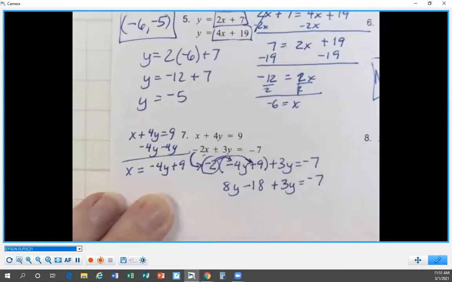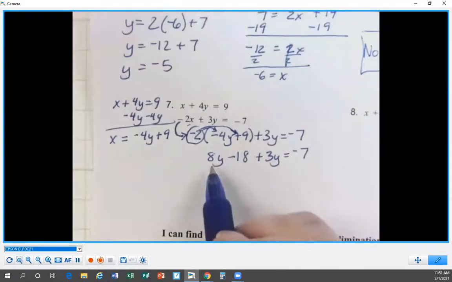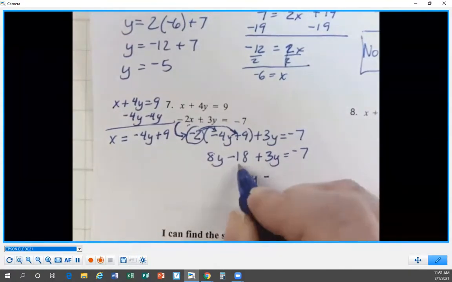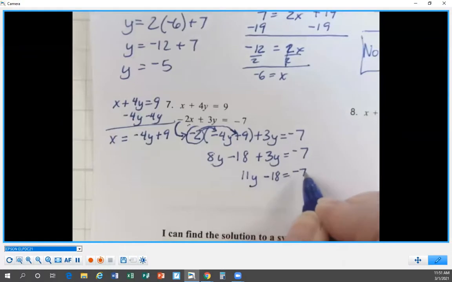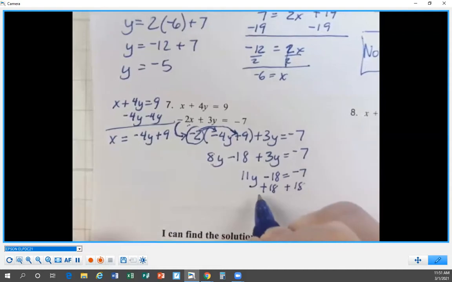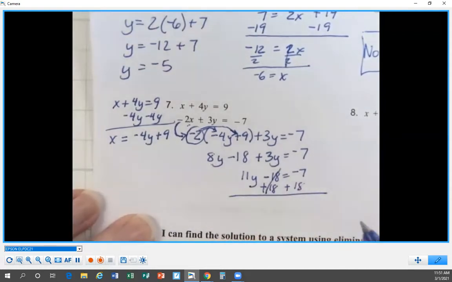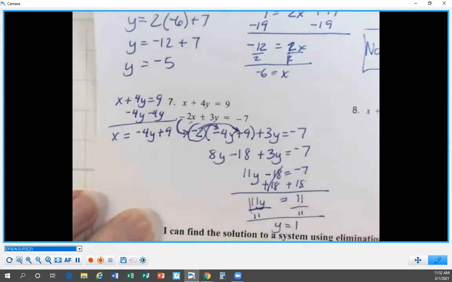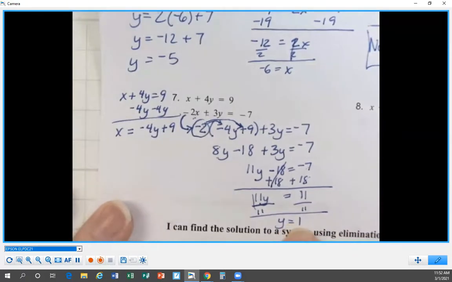Then we can combine like terms. 8y plus 3y gives us 11y minus 18, and then bring down the equals negative 7. We'll add 18 to each side. This cross cancels. 18 minus 7 is the same as negative 7 plus 18. So that's 11 equals, and then bring down the 11y. Divide each side by 11 to get y equals 1. So we now know the y value is equal to 1.